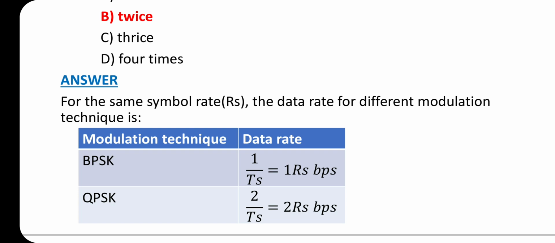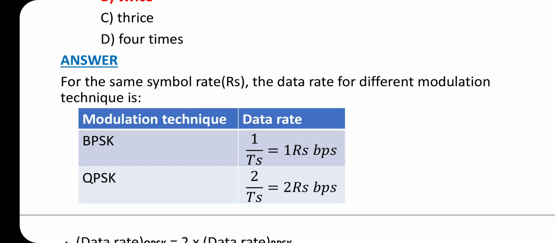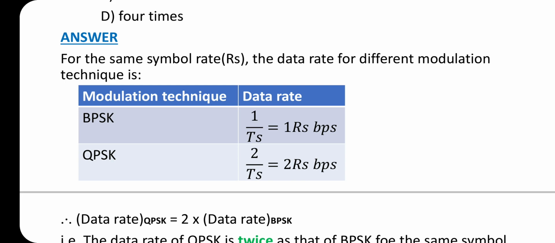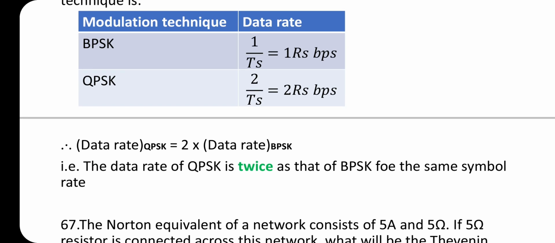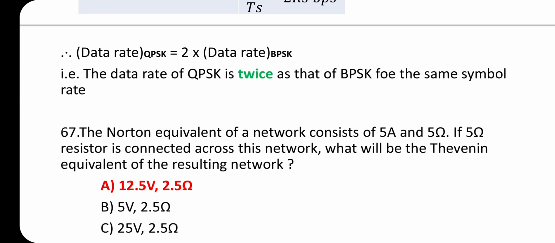For the same symbol rate RS, the data rate for different modulation techniques is shown in the table. BPSK data rate is 1 by TS, which is 1 RS bps. QPSK, the quadrature phase shift keying, is 2 by TS, which is 2 RS bps. That is, data rate of QPSK equals 2 times data rate of BPSK. That is, data rate of QPSK is twice as that of BPSK for the same symbol rate.